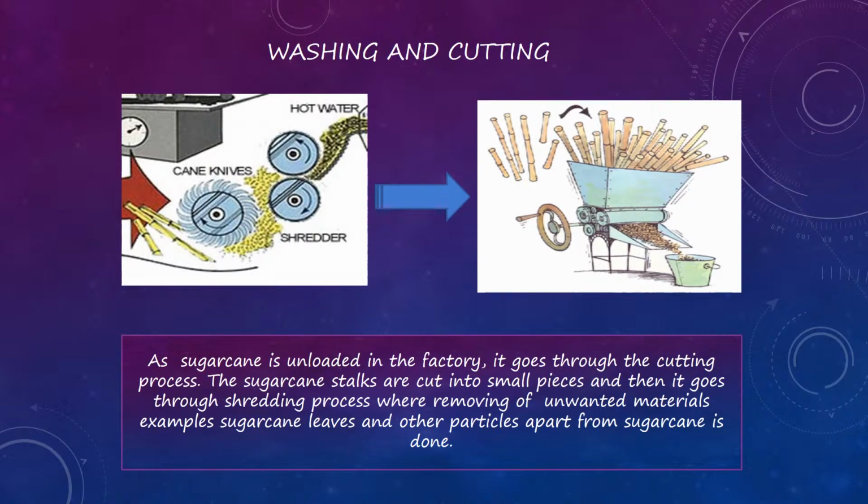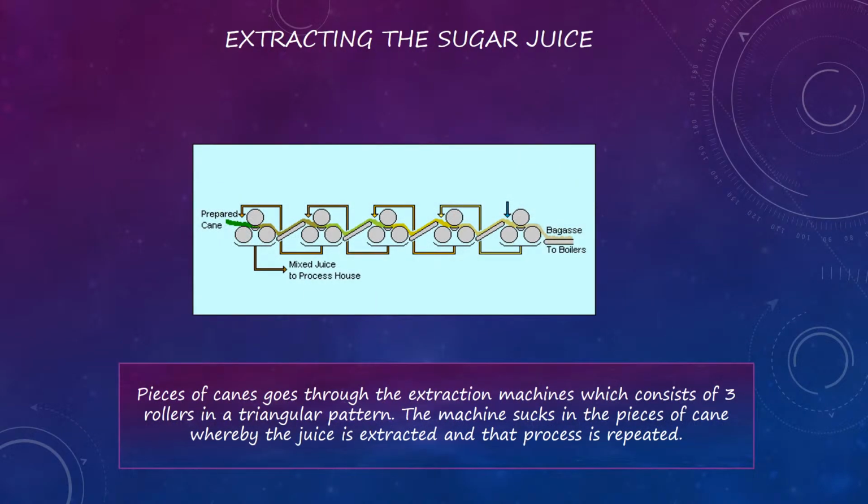Initially comes the washing and cutting process. As sugarcane is unloaded in the factory, it goes through the cutting process. Sugarcane stalks are cut into small pieces and then go to the shredding process, where unwanted materials, for example sugarcane leaves and other particles apart from sugar, are removed. Second step is extracting the juice. Pieces of cane go through the extraction machine which consists of three rollers in a triangular pattern. The machine sucks in the pieces of cane whereby juice is extracted and that process is repeated.